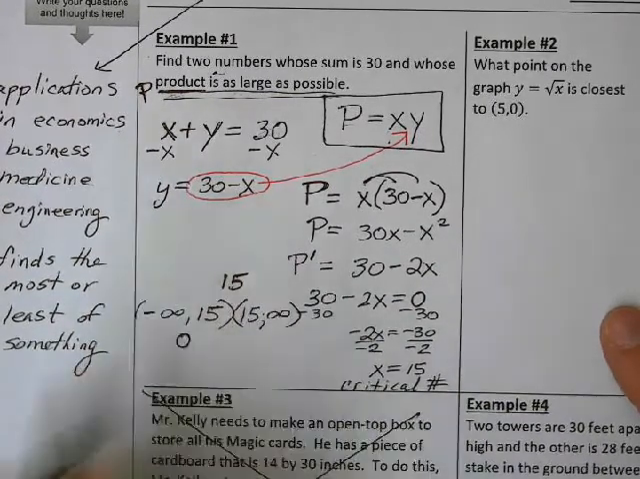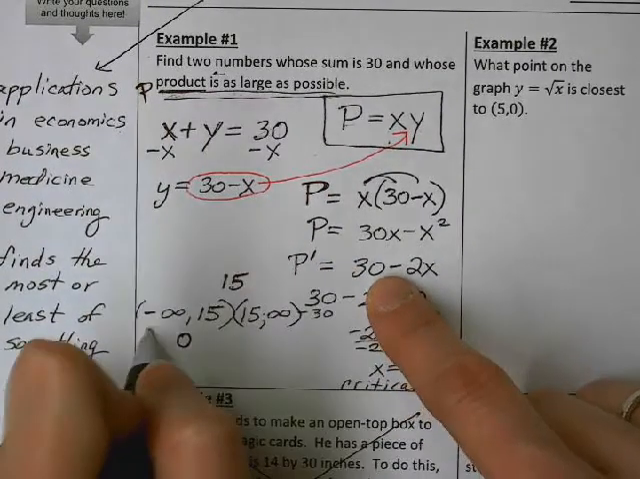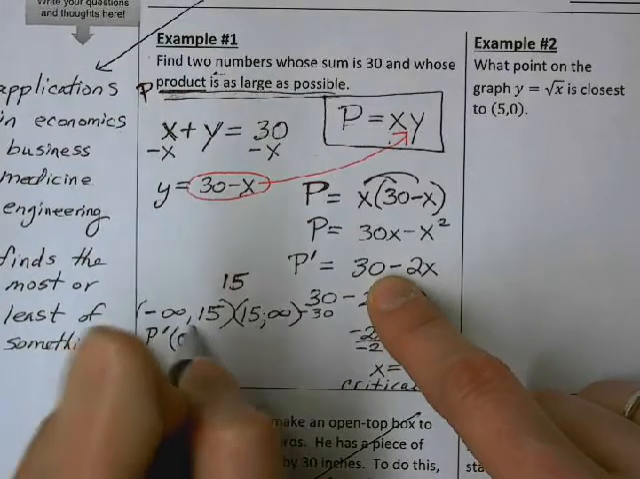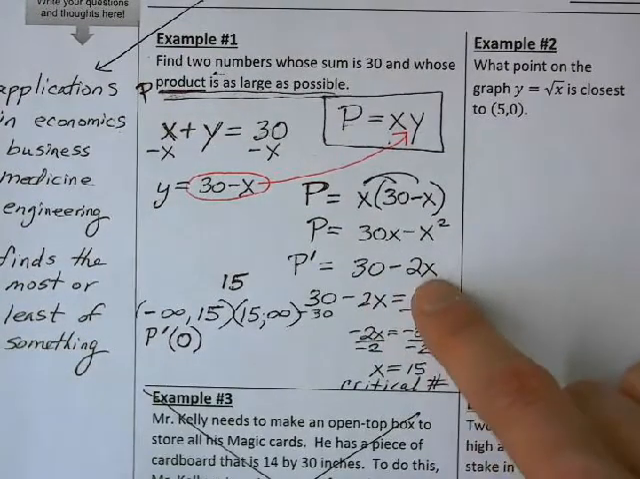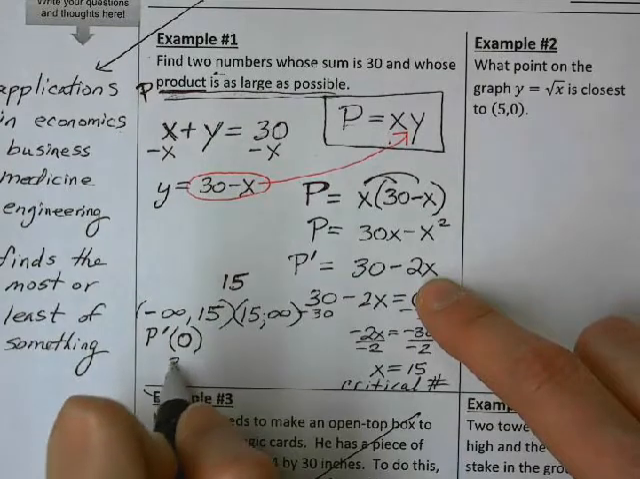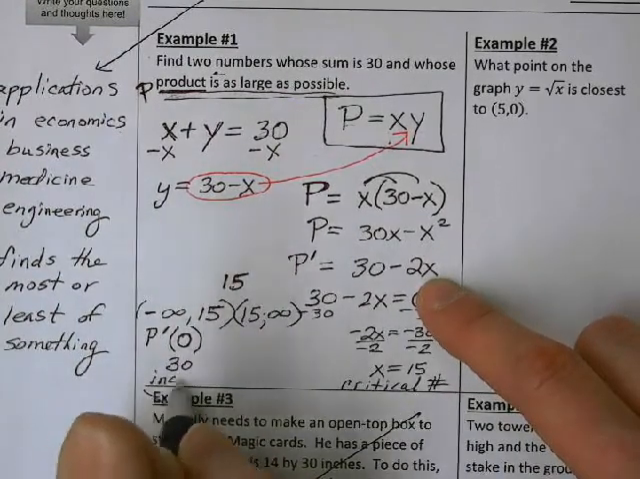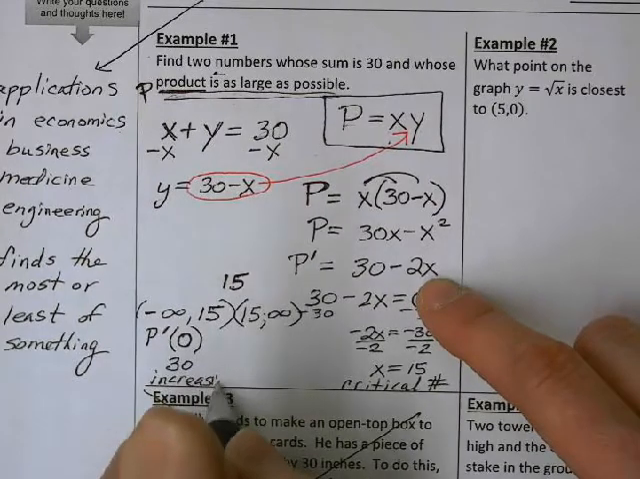0. So what do you get if you plug a 0 back into this first derivative? So I'll write p prime of 0, like plug in 0 back into the first derivative. What do we get? Yeah, you get 30. Good job. So that means the graph's increasing there, like going up there.